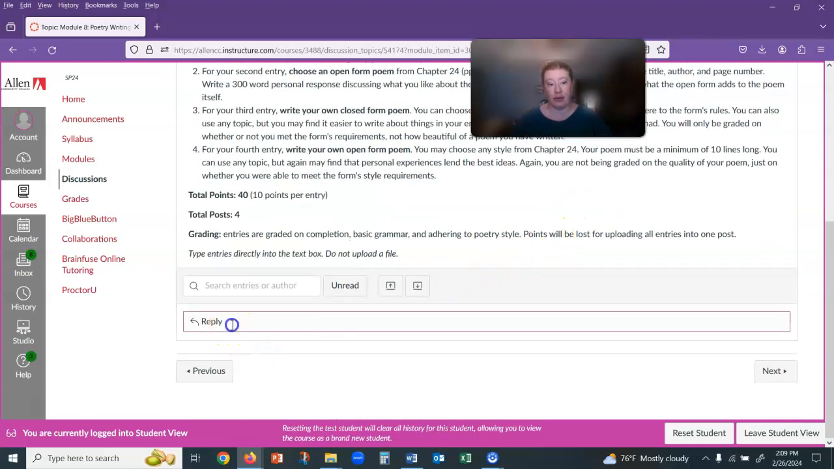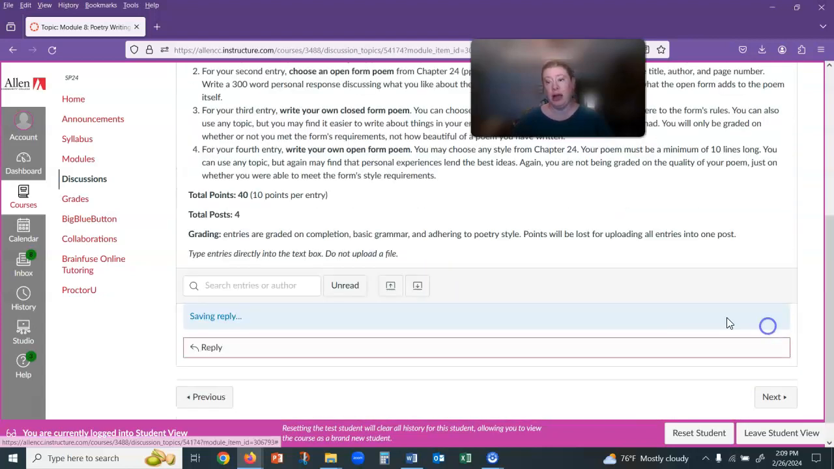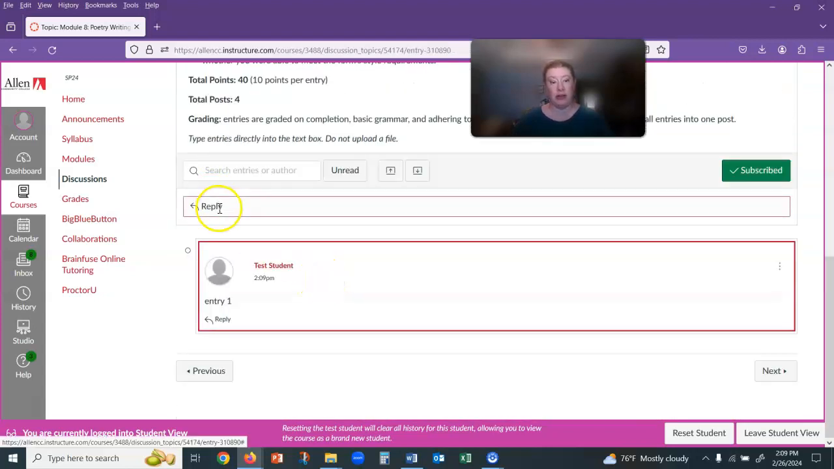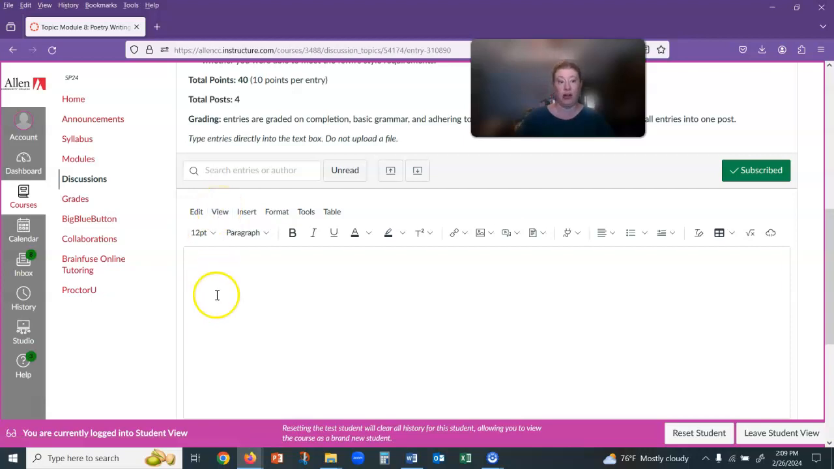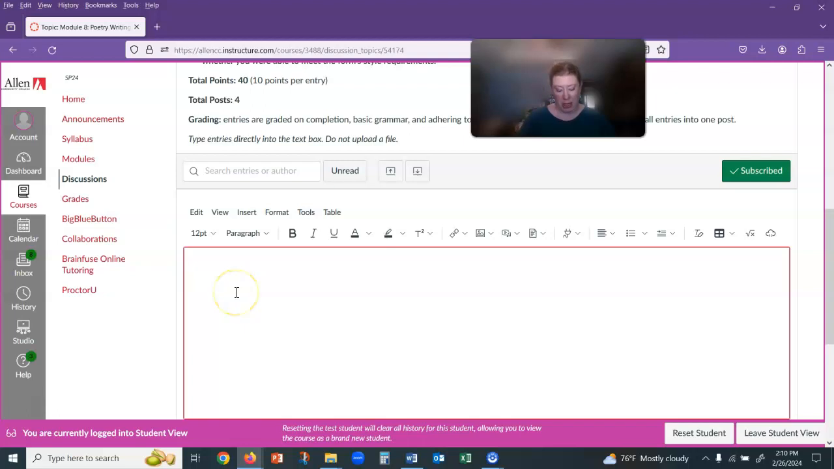So you'll start your first entry, click on the text box, and do your first entry. And this can be free flow writing. It doesn't need to be anything real formal. And then you'll post it, and then you'll do your second entry. So you did a closed form poem first, and then you'll do an open form poem.